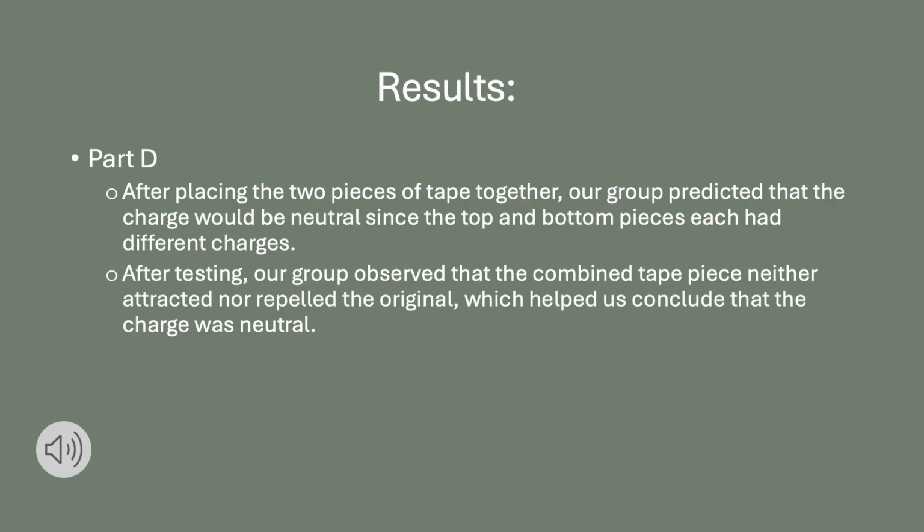The part D results were that after placing the two pieces of tape together, our group predicted that the charge would be neutral since the top and bottom pieces each had different charges. After testing, our group observed that the combined tape piece neither attracted nor repelled the original, which helped us conclude that the charge was neutral.